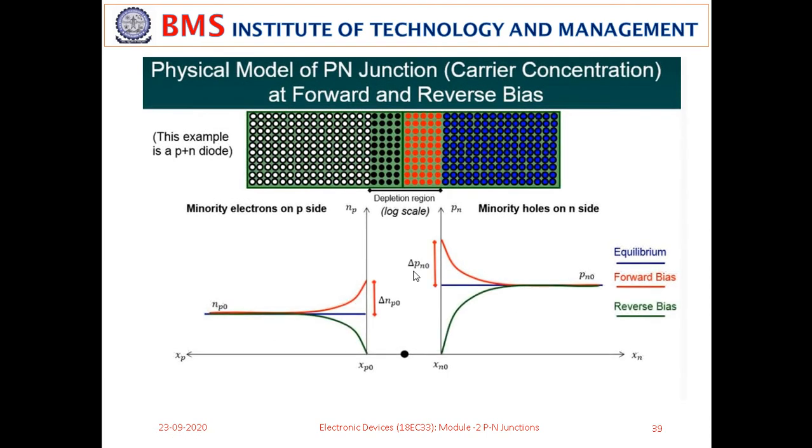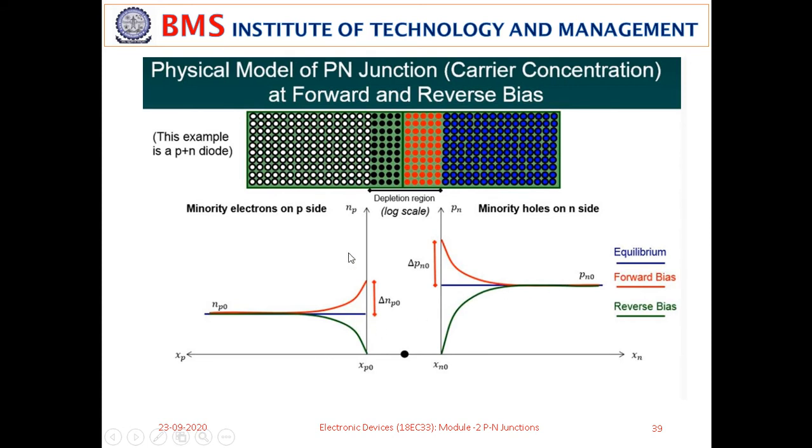Now let us look at what happens under reverse bias condition. This graph shows both the forward and reverse bias condition. When we reverse bias it, naturally things will change. Here you can see the concentration of holes. This is Xn naught. It keeps approaching the equilibrium condition, but it starts from negative, and all the way it approaches the equilibrium condition.